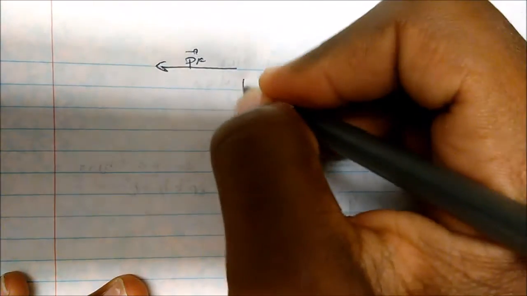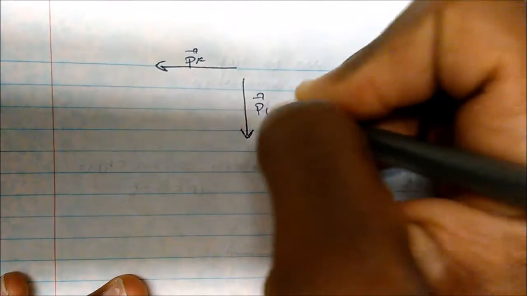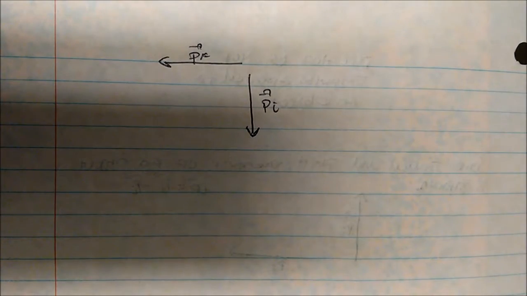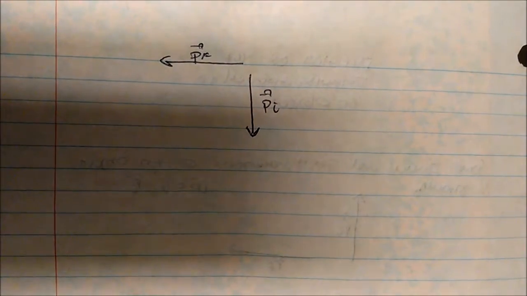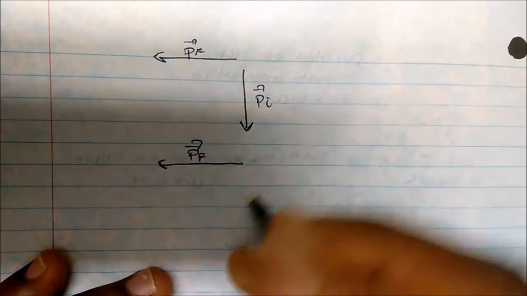Okay, so let's look at another one. What if we had P final going this way, and we had P initial going that way? What is the net impulse applied to the object? Well, I take P final just like it is. Oh yeah, I'm drawing this too close. So I take P final like it is. This is P final. And I take the negative of P initial and stick it at the tip.